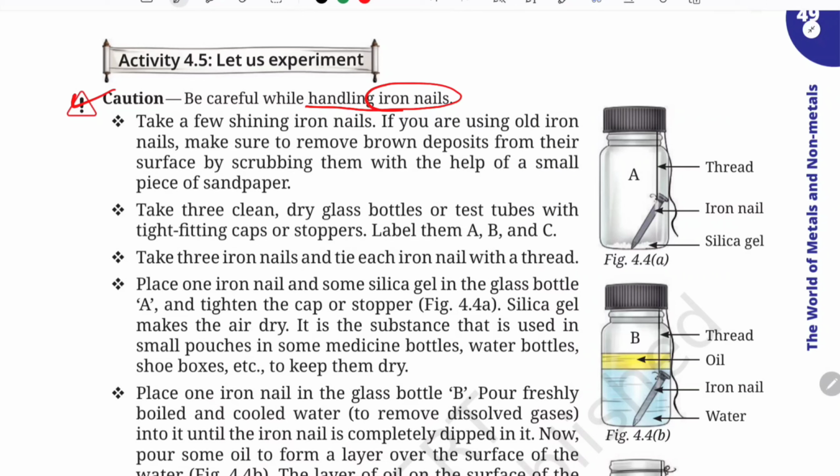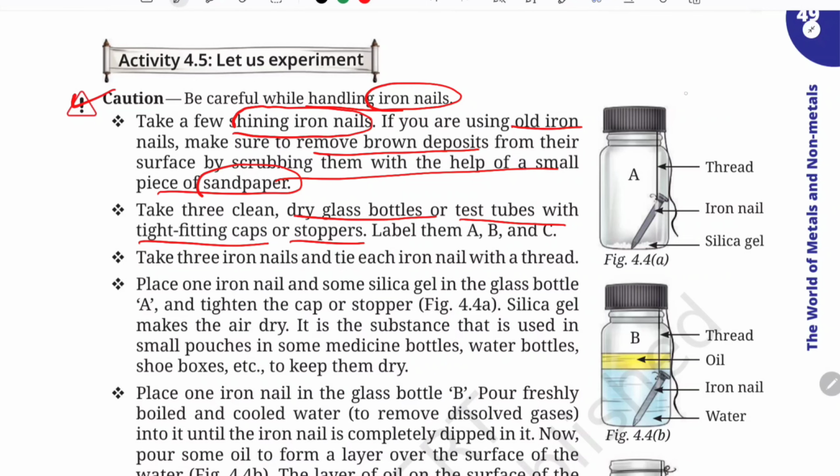So for this experiment, what do you need? You need shining iron nails. If you don't have shining iron nails and you are using old iron nails, make sure to remove the brown deposit, because there used to be a reddish-brownish deposit. I hope you have also observed that. And how are we going to remove that? By scrubbing them with the help of a small piece of sandpaper. And we need 3 dry glass bottles or test tubes. We need iron nails, if possible new ones which are still shining, that is, a slightly silver color, and we need some tight fitting caps or stoppers.